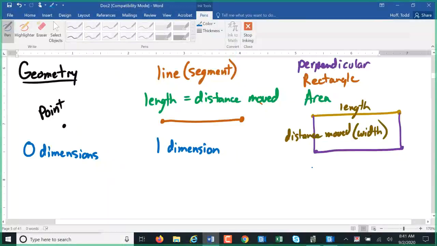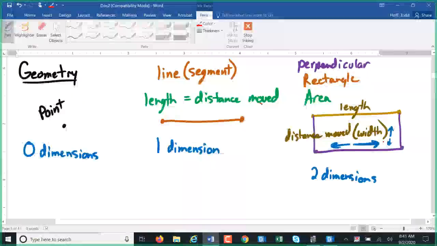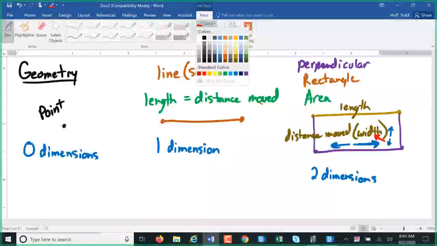This rectangle now has two dimensions because if I'm in that rectangle, I can move in two unique directions without moving outside the rectangle. I can move this way or this way, but I can also move up or down. Now, some might ask, well, what if I move this way? Isn't that a third direction? No, it isn't really. It's a direction that contains components of those other two.